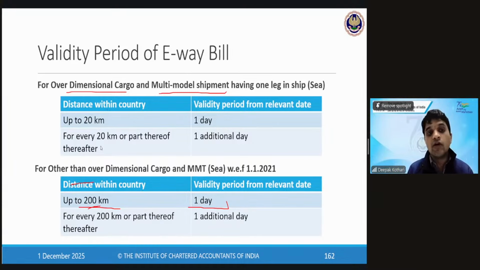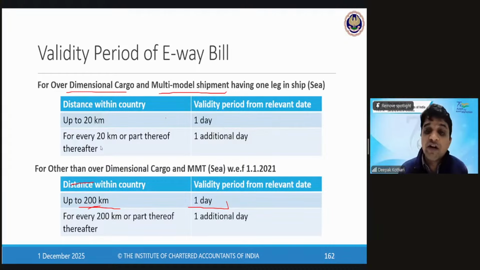If it is multimodal, then it is 20 kilometers, because 20 kilometers is quite less. But in case of over-dimensional cargo and multimodal shipment, the handling, loading, unloading, and many things happen. That's why they've kept 20 kilometers. But if it is single mode, then it is 200 kilometers per day.